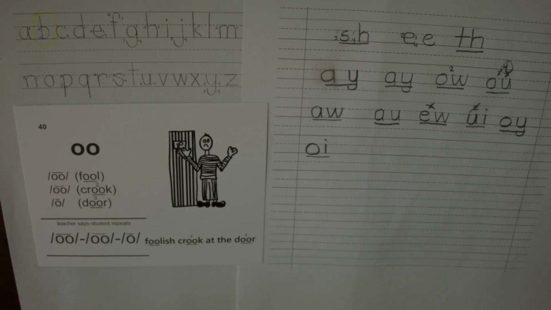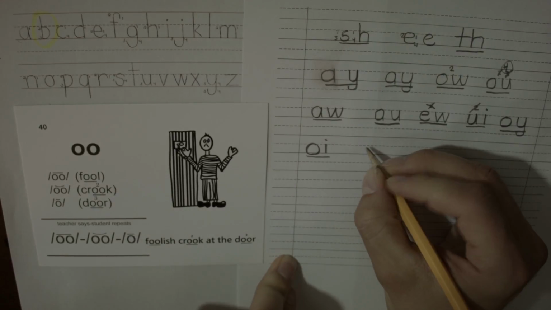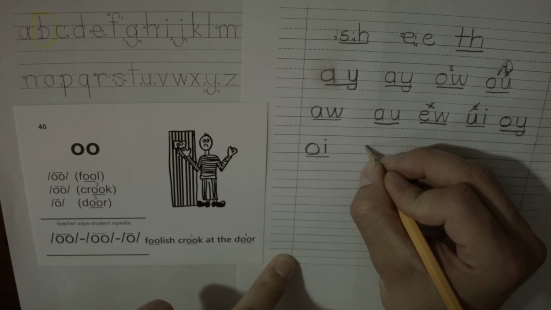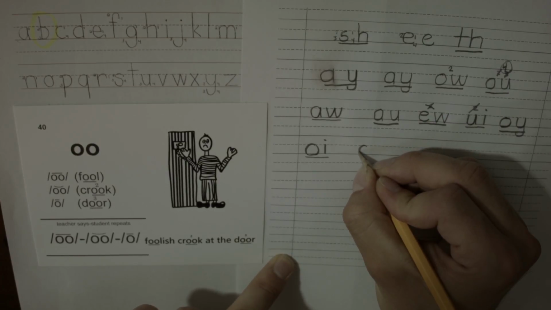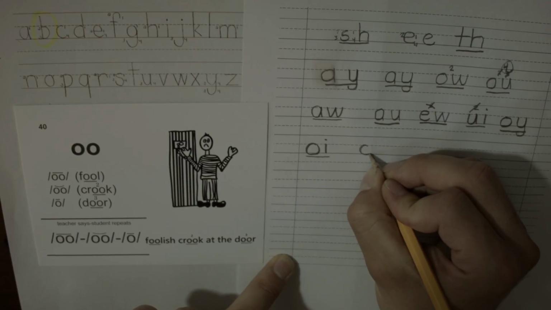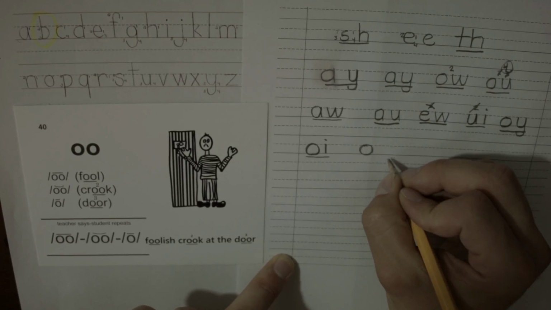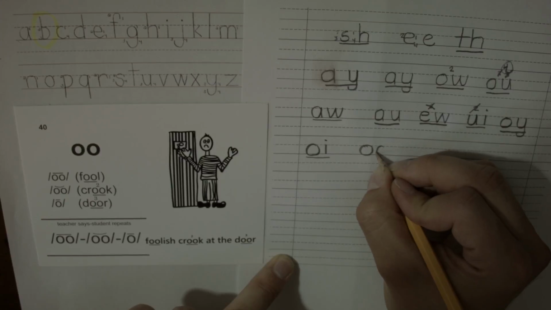So this phonogram is oo, o. Oo, o. Foolish crook at the door. So we're going to go ahead and write this phonogram. It's just 2 O's. So we're going to start at the midline, right at 1, and we're going to circle around past 2, past 3, down to the baseline, past 4, back up to the midline to 1. And we're going to do the same exact thing once again.